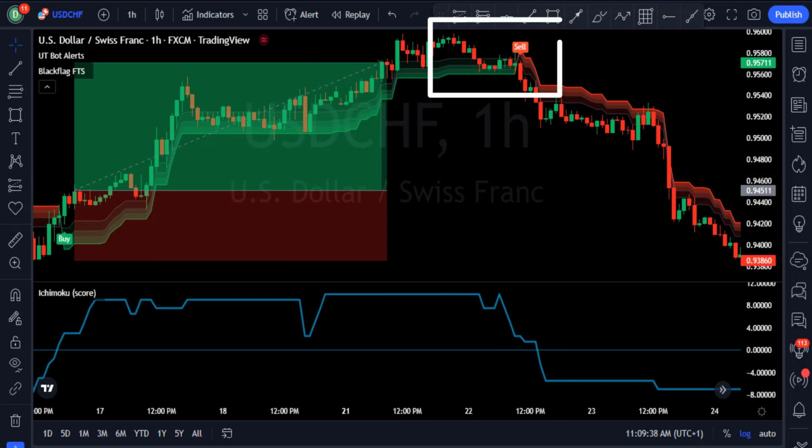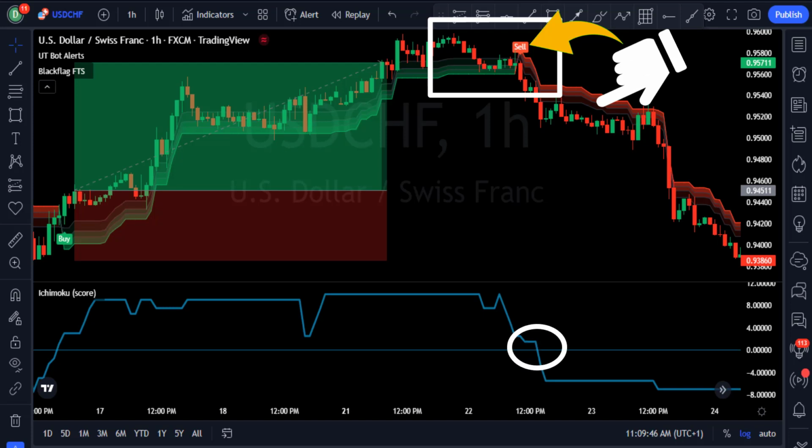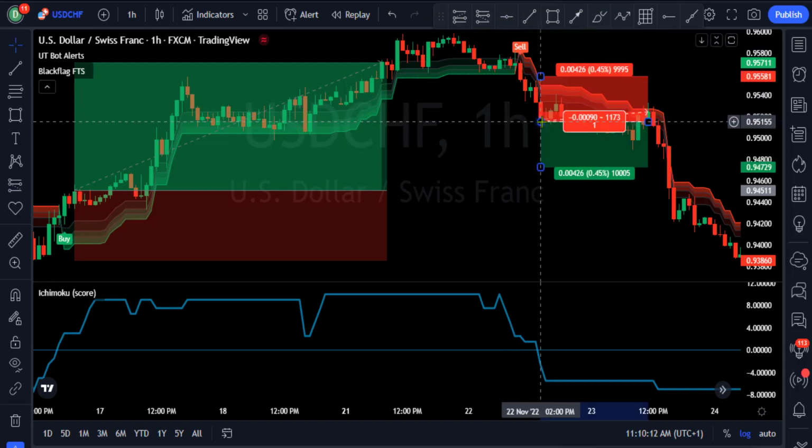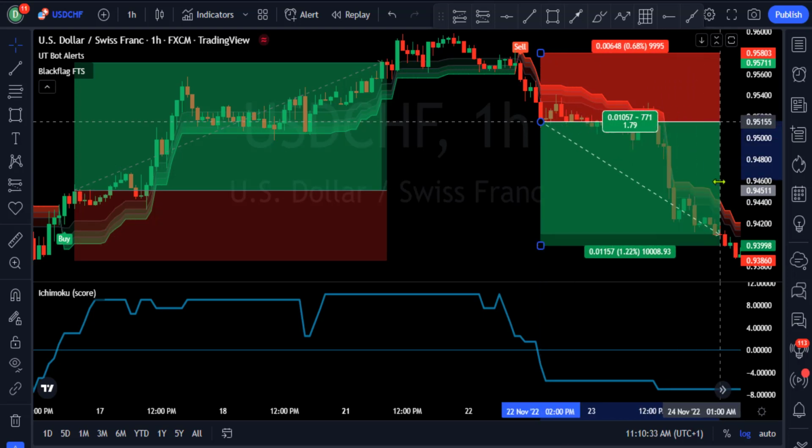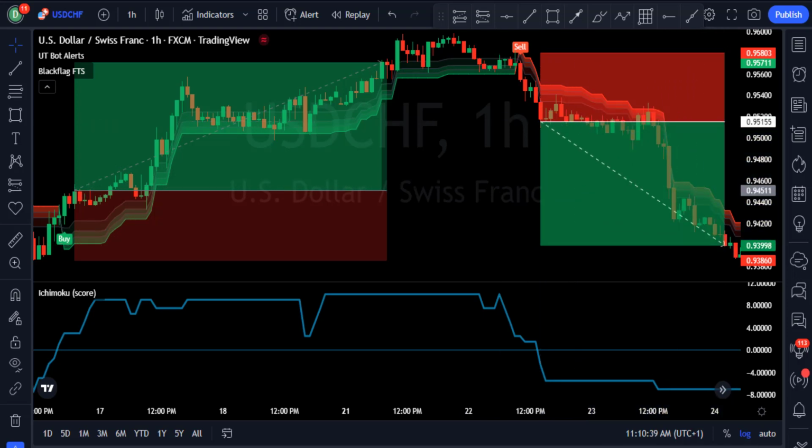Now, when the price started reversing here, you got another sell signal from the UT Bot Indicator, and the Black Flag Indicator changed to red as well, and the Ichimoku signal line crossed back below the center line, to the negative side. Then, you will place a short trade like this, and set your profit target to a 1.7 risk to reward ratio. Now, let's look at another example.